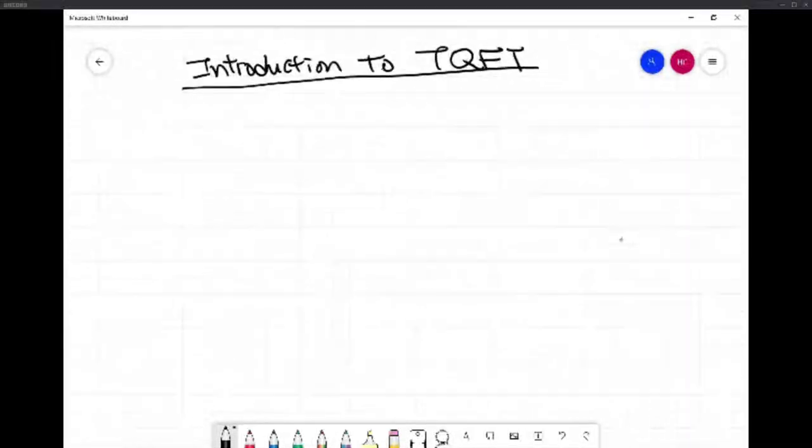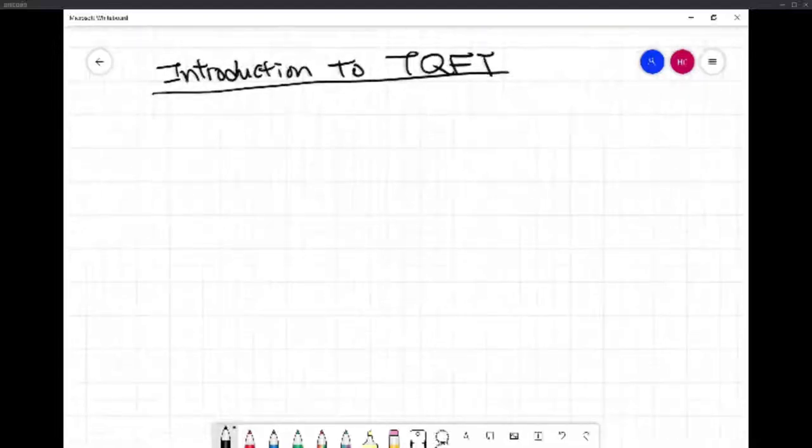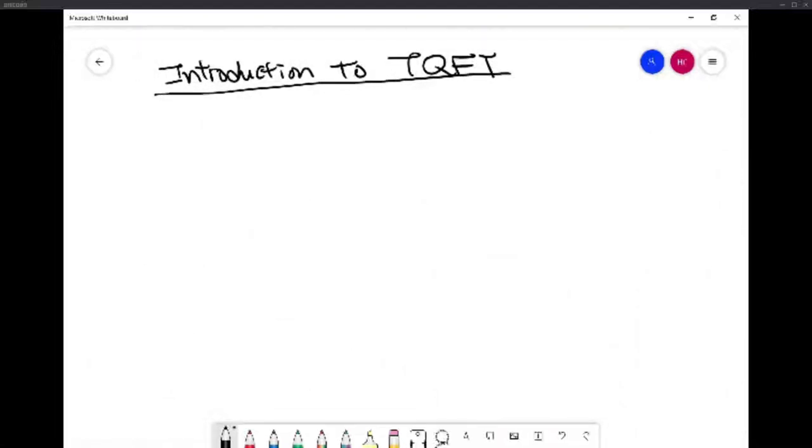So today I'll just be talking about very simple guises of topological effects that you might encounter in QFT. And I won't be going into too much detail about the underlying topological theory, right?